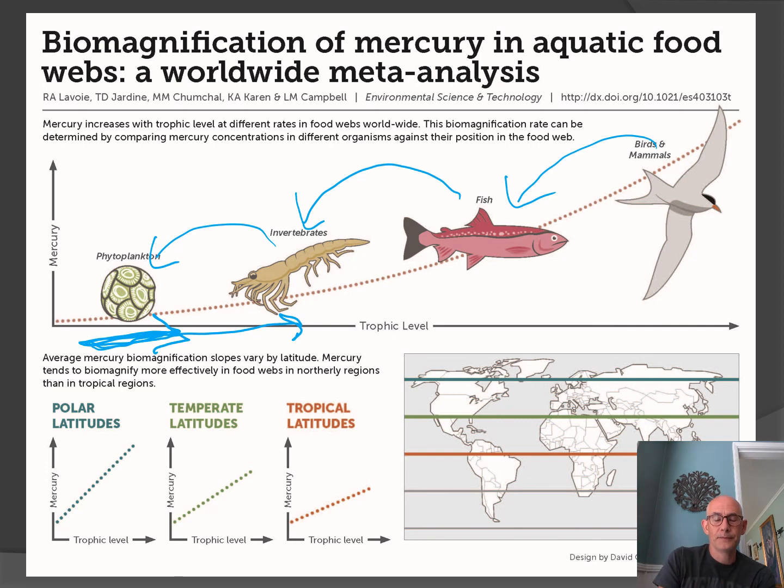Interesting study here. What this is showing is that in the polar latitudes, so the more north or south you go from the equator, the higher the upper trophic levels have accumulated those toxins. And some of that is due to the fact that as you go farther from the equator, the animals tend to be bigger, which means they need to eat more. So they're going to have a higher biomagnification of those toxins.